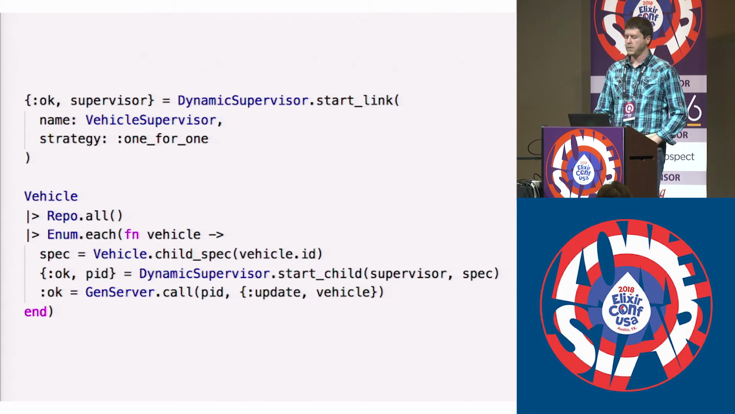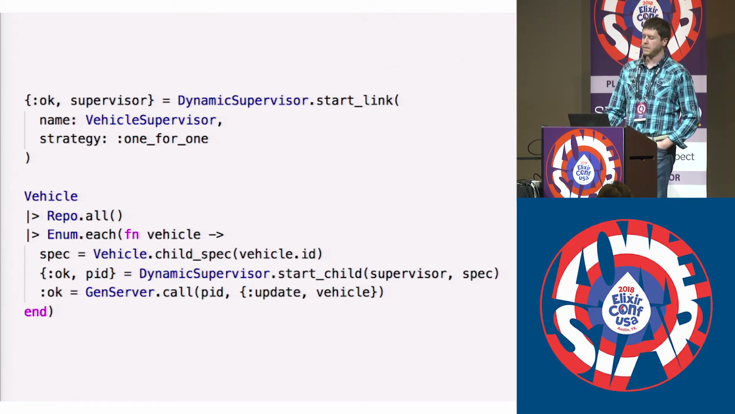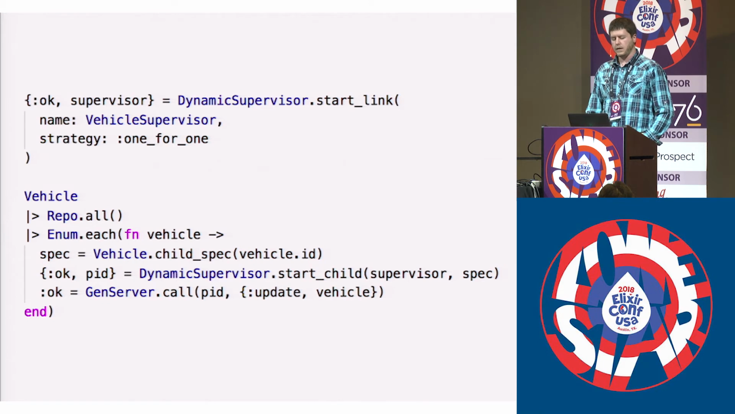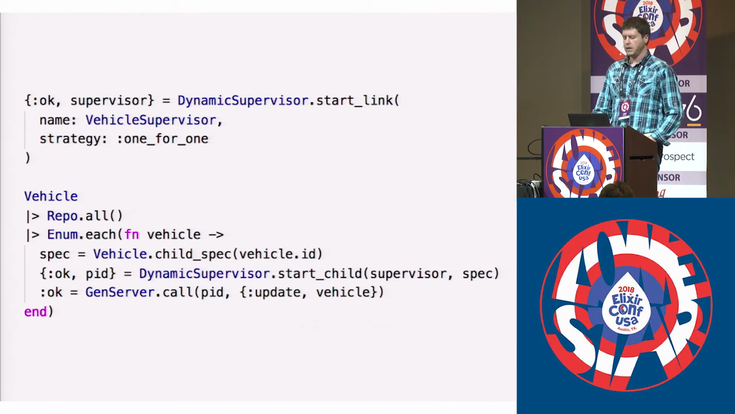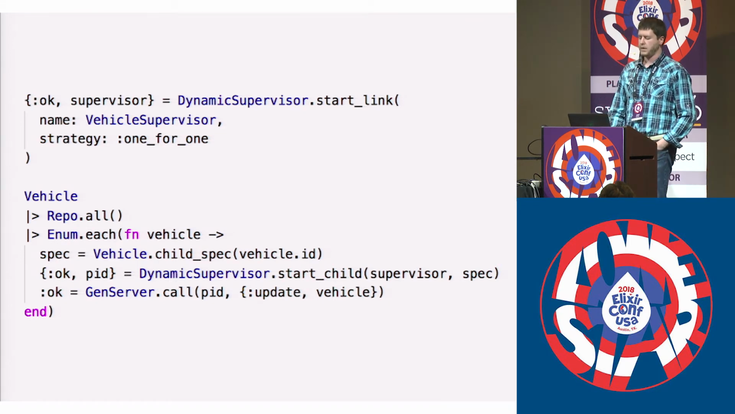So let's talk a little bit about what that might look like. In this example, we're using Dynamic Supervisor to spawn a large list of child processes. And you'll notice what we're doing is we're using the child spec of the module and passing in just the primary key from our database.